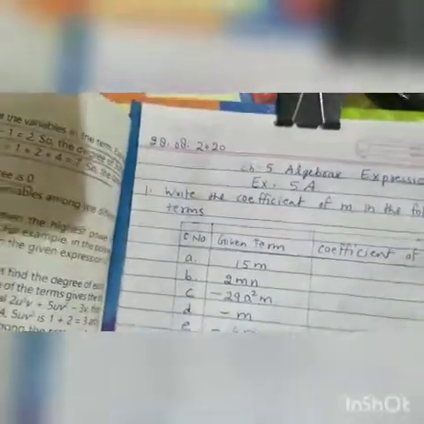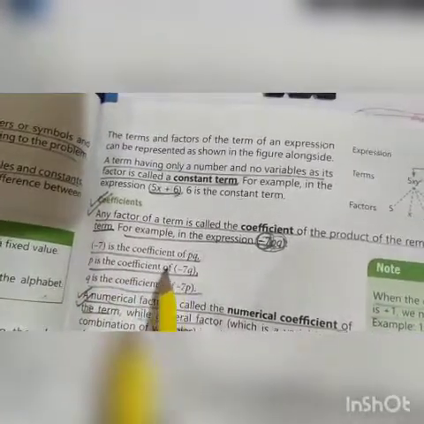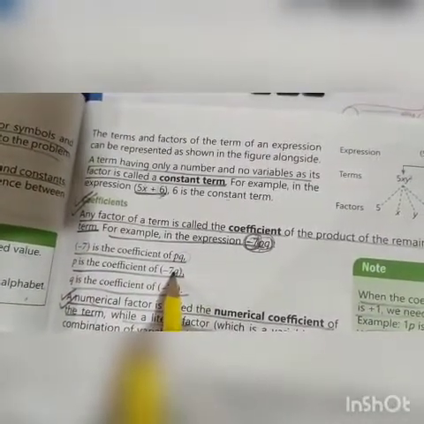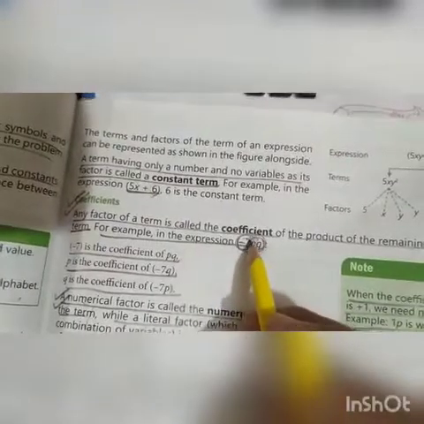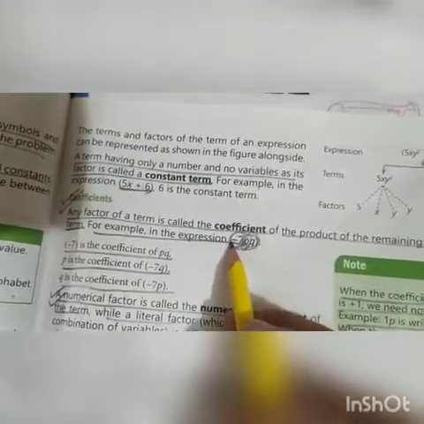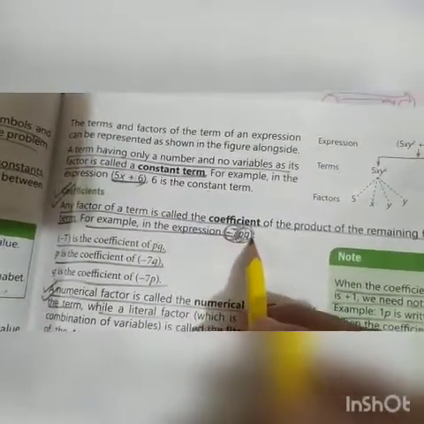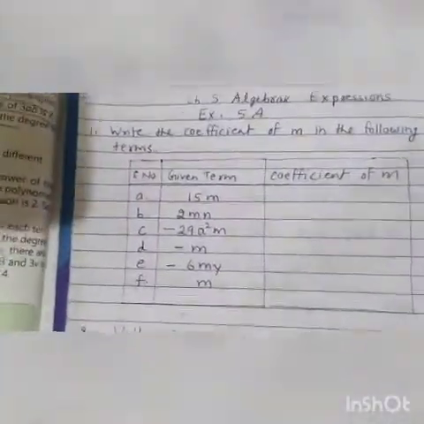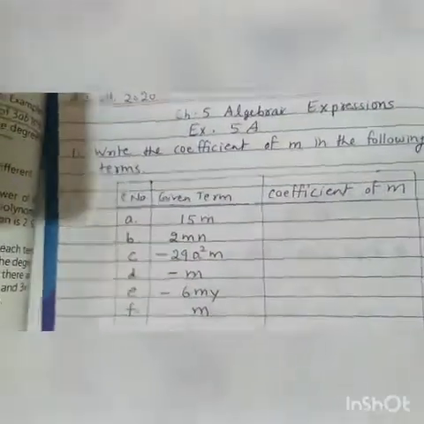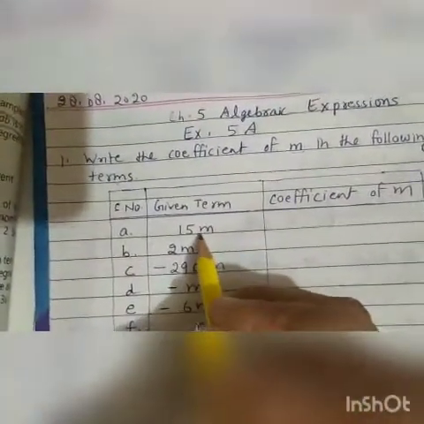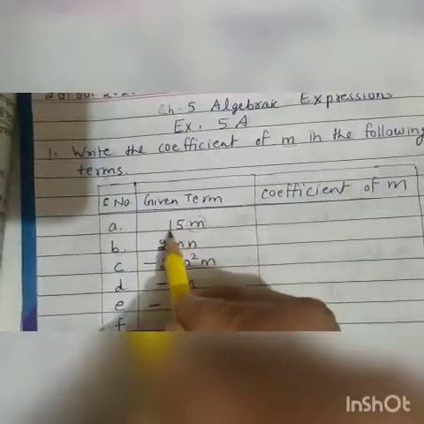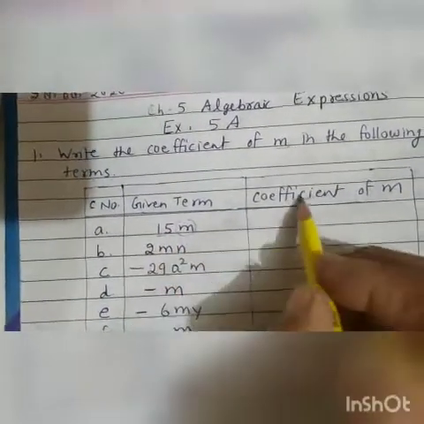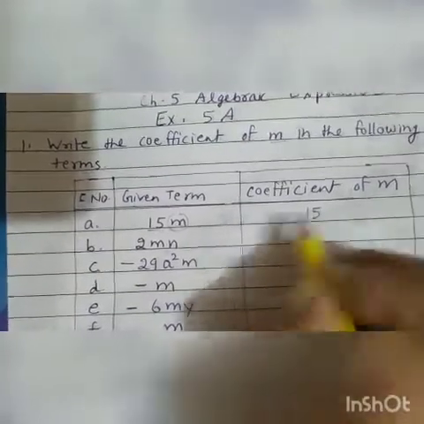So what we will do? See here again, I am telling you p is the coefficient of minus 7q. We have to write the coefficient of this p. Then what is the remaining part? Minus 7 and q. So p is the coefficient of minus 7q. In the same way, we will do here, we have to write the coefficient of m. If we remove m from here, then what is left? This 15. So the coefficient of m is 15 in this term.